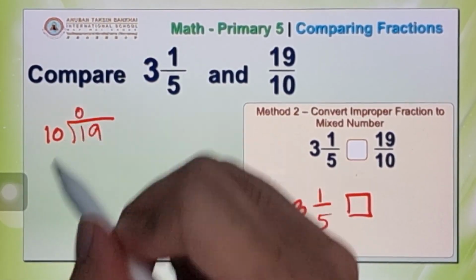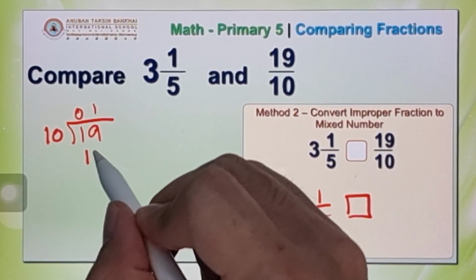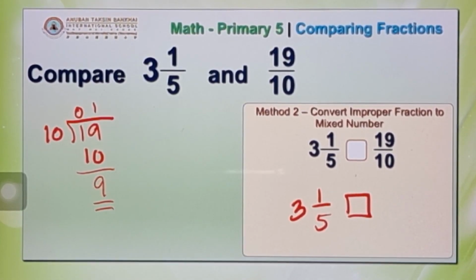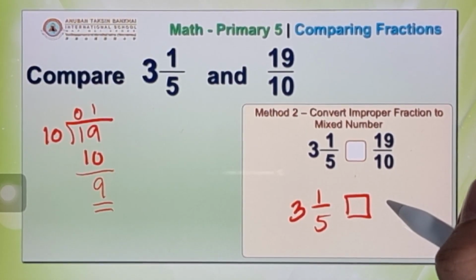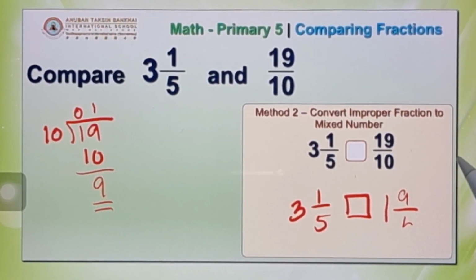Okay, so this is 0. This is 1. 1 times 10, we have 10. And then we have 9 as our remainder. So we can say that this is 1 and 9 over 10.